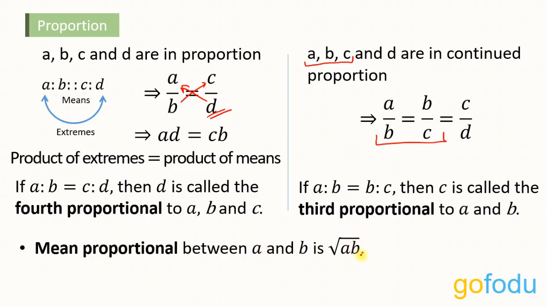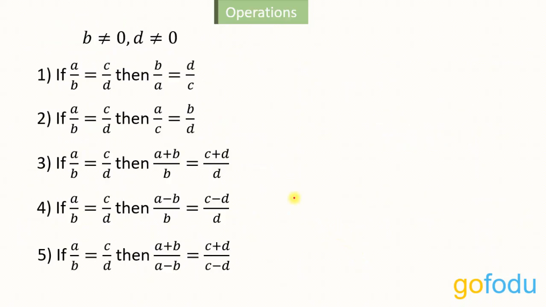Then there are some properties related to proportion. Of course, B and D cannot be equal to 0 as we have B and D in the denominators. So first property, if A upon B is equal to C upon D, we can take reciprocal on both sides, or we can invert both sides, and we will get B upon A is equal to D upon C. This property is called invertendo. If I take C here to the denominator and B here to the numerator, I will get A upon C is equal to B upon D. This is called alternando.